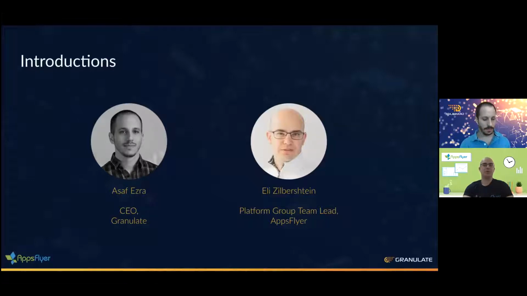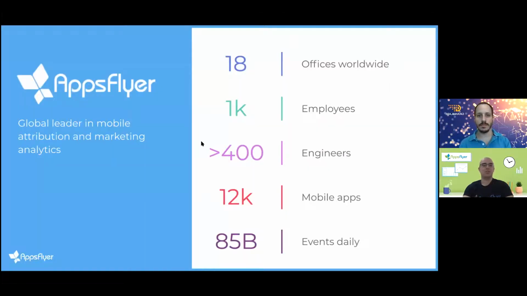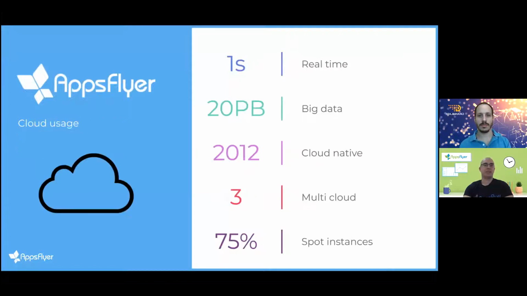Today, we're going to talk about our journey with Granulate. But before we go any further, a few words about AppsFlyer. We are the global leader in mobile attribution and marketing analytics. We have more than 1,000 employees with more than 400 engineers and 18 offices worldwide. On a daily basis, we manage about 85 billion events. And this is just an average number because in some peak times, we can even manage up to 120 billion events per day.